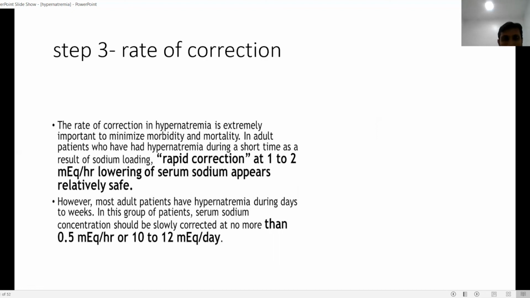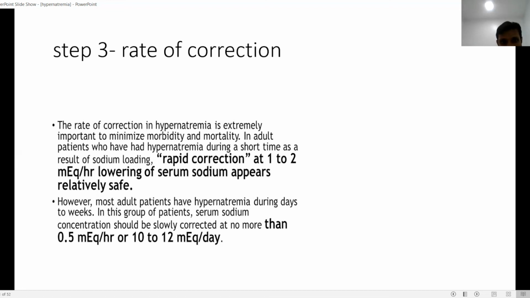So after calculating how much correction fluid we are giving and how much is the total need of fluid to be replaced, then the third and most important step, the rate of correction. The rate of correction in hypernatremia is extremely important to minimize morbidity and mortality. In adult patients who have hypernatremia developing over a short course of time as a result of sodium loading, rapid correction can be done at a rate of 1 to 2 milliequivalents per hour. Lowering of serum sodium appears relatively safe, and the overall 24-hour target should be around 8 to 10 milliequivalents per liter per day. And most patients of hypernatremia develop it over days to weeks.